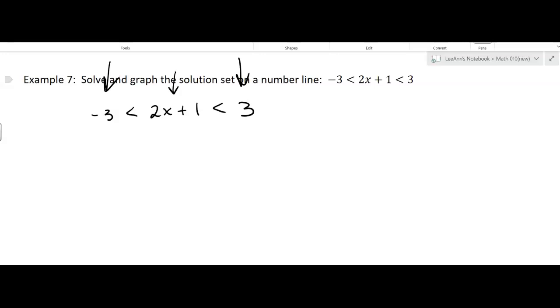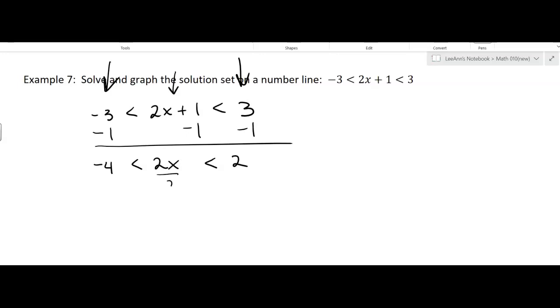What we do is we're going to solve the inequality, but we're going to solve all 3 sections at the same time. So we're going to subtract 1 to get x by itself. We subtract 1 here and 1 here, and we can just do all 3 sections at the same time. So I get -4 is less than 2x is less than 2. Now I'm going to divide by 2 on all 3 sections. So I get -2 is less than x is less than 1.